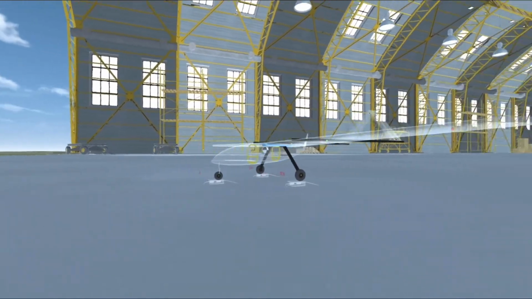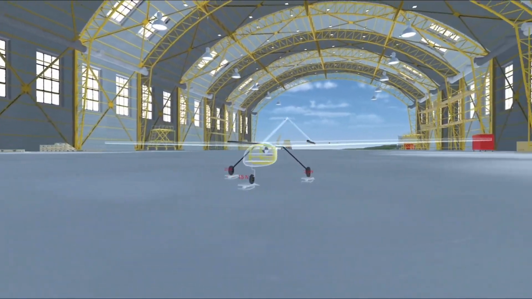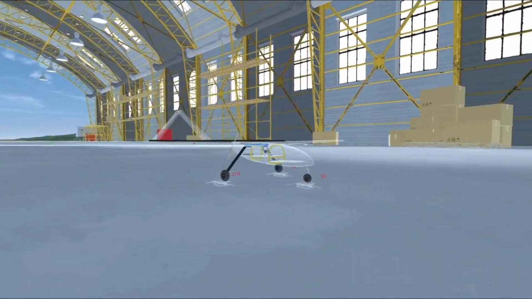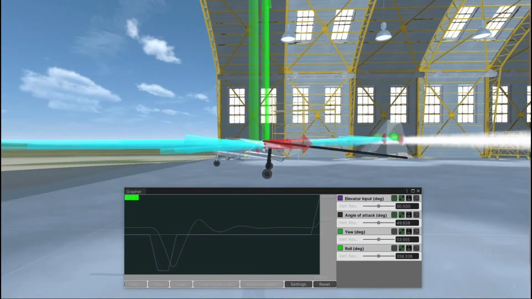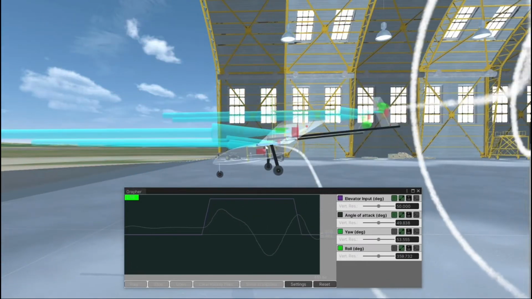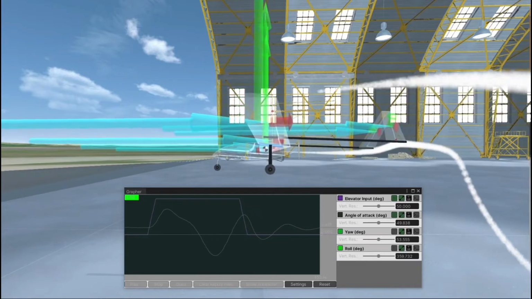The CG must always be forward of the centre of lift to avoid static instability. If the CG is too far in either direction, the aircraft cannot be controlled in pitch, and the control surface inputs will be less effective. By increasing the static margin, the aircraft will become more stable but less manoeuvrable.